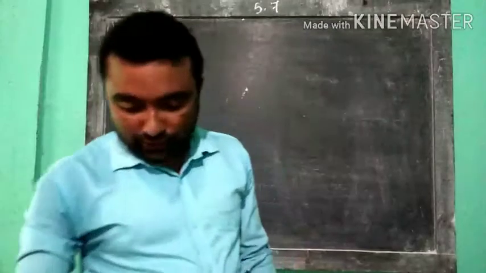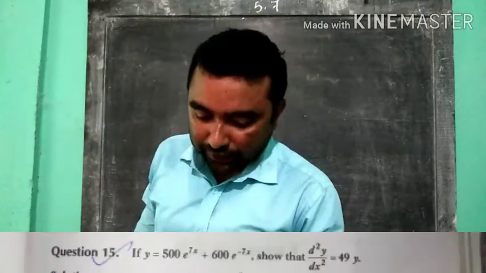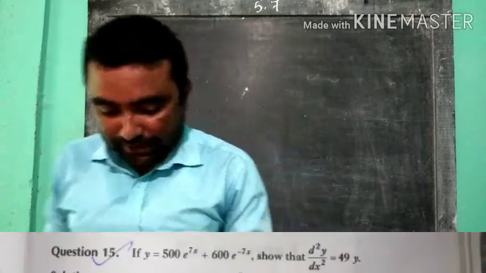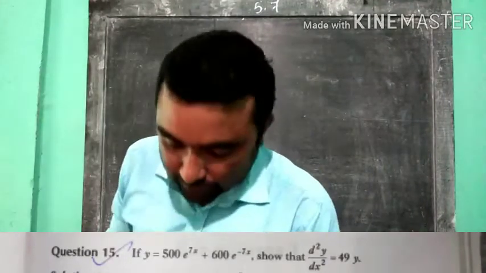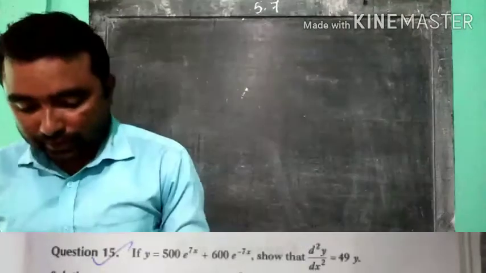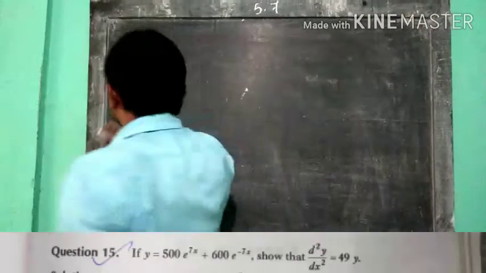Now we are going to solve question number 15. Question number 15 is y equal to 500 e to the power 7x plus 600 e to the power minus 7x, so that d2y/dx2 equal to 49y. So it is a very simple problem.